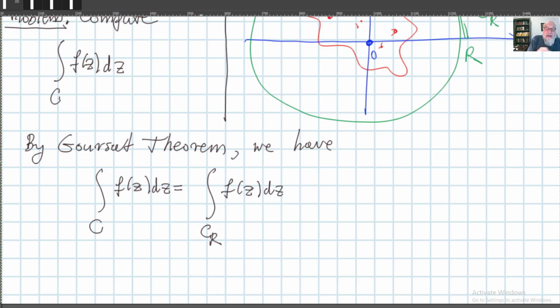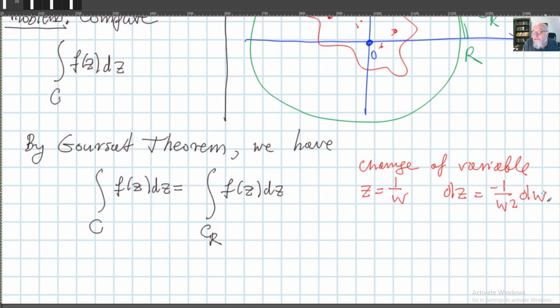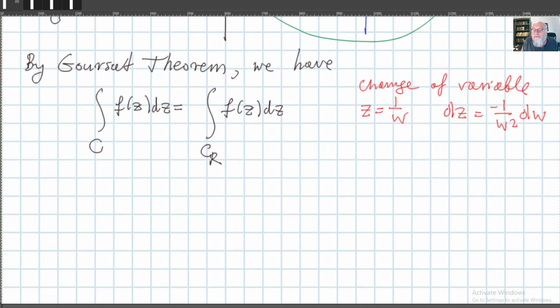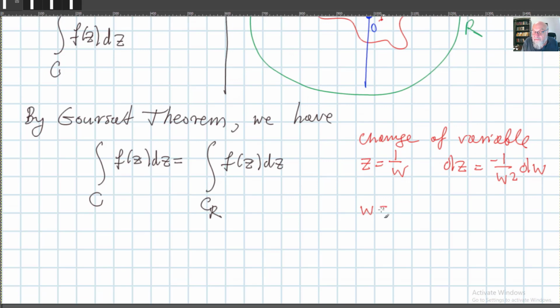And now we will do a couple of changes. Namely, first, why not apply a change of variable? If you do this change of variables, of course dz becomes minus 1 over w squared dw. And what happens to the contour? The contour is actually transformed. Let's see how this change of variables, w equal to 1 over z, changes the contour.